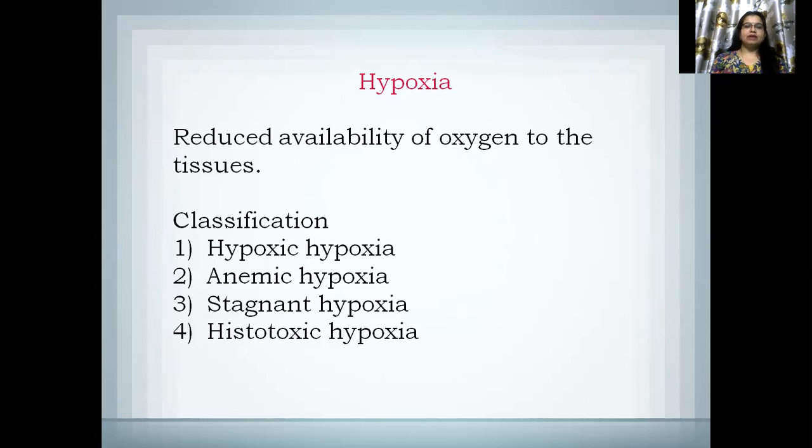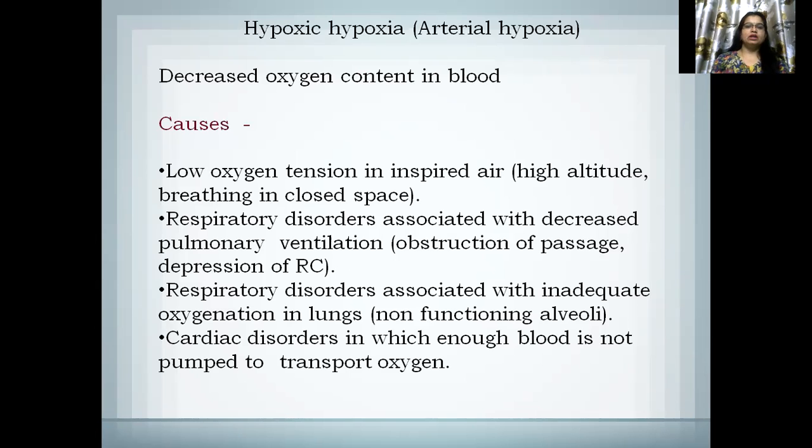Now, hypoxia. Hypoxia means deficiency of oxygen. Reduced availability of oxygen to the tissues is called hypoxia. It is of four types: hypoxic hypoxia or arterial hypoxia, anemic hypoxia, stagnant hypoxia, and histotoxic hypoxia. First, hypoxic hypoxia or arterial hypoxia. It is decreased oxygen content in blood.